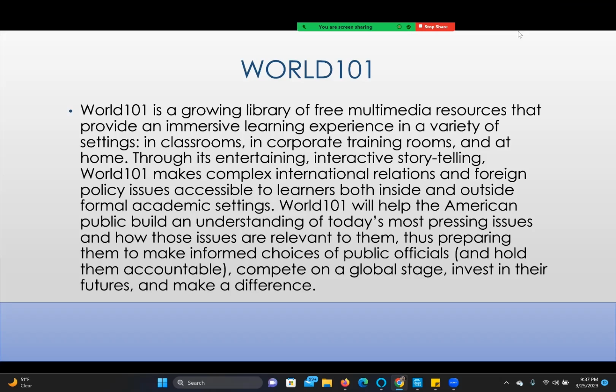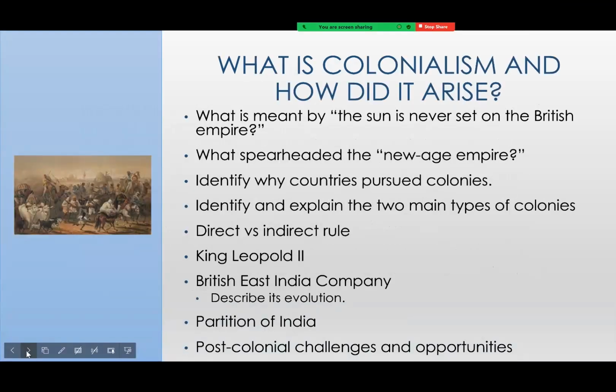So our next reading for Tuesday, what is colonialism and how did it arise, comes from World 101. World 101 is a growing library of free multimedia resources that provide an immersive learning experience in a variety of settings. You can read the rest of that if you so choose. You're not responsible to know that. This too is a really short reading.